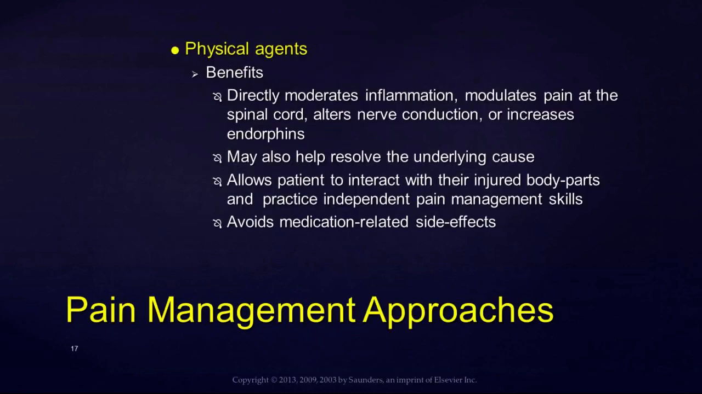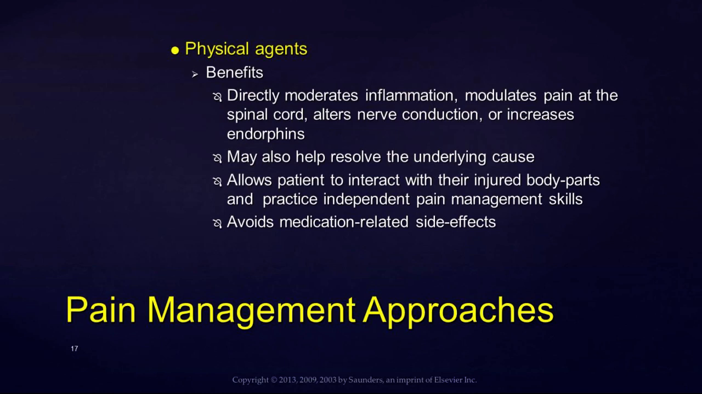The physical agents that we're going to do in this class, a lot of times they benefit pain management by directly modifying or moderating inflammation, modulating pain at the spinal cord, stimulating those A beta fibers, altering nerve conduction. So heat and ice are two of the ones that alter nerve conduction. With ice, you slow down nerve conduction, so you can actually decrease your pain by slowing down nerve conduction. Ice also affects inflammation and swelling, and that moderates that inflammation, altering your pain.